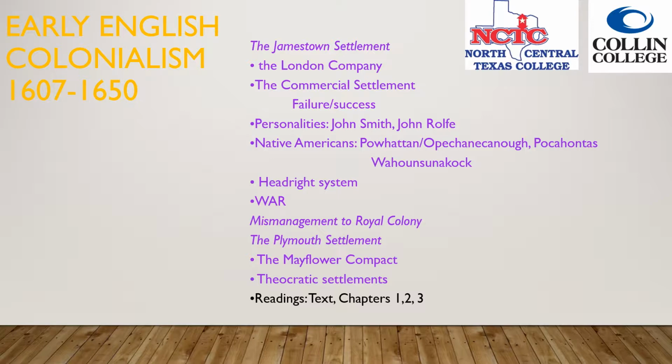So we'll talk about some of the personalities, John Smith, John Rolfe. We'll also talk a whole lot about Native Americans, Powhatan, also known as Opechancanough. His daughter Pocahontas, later on her adult name will be Matoaka. We'll talk about that. And Opechancanough's brother, Wahunsunakak. And we'll talk about some of these Native Americans.